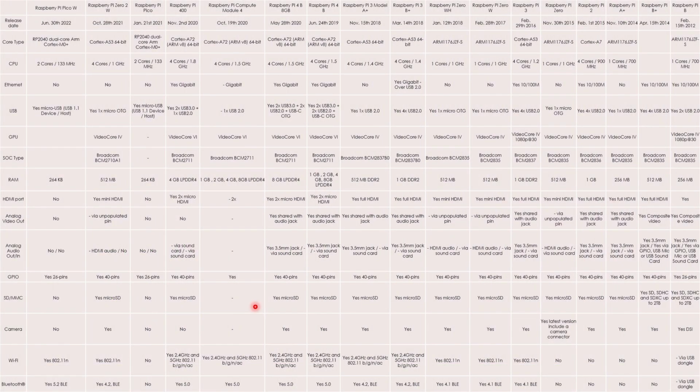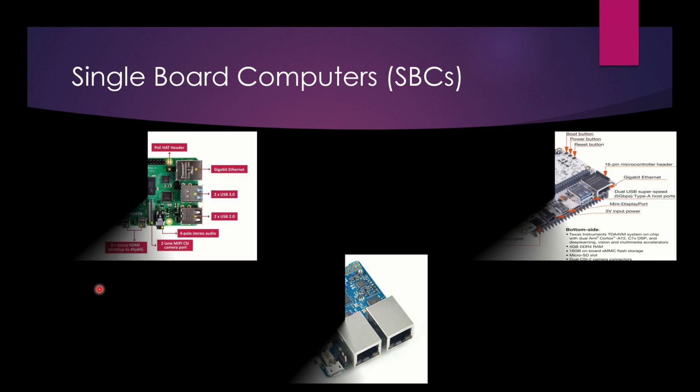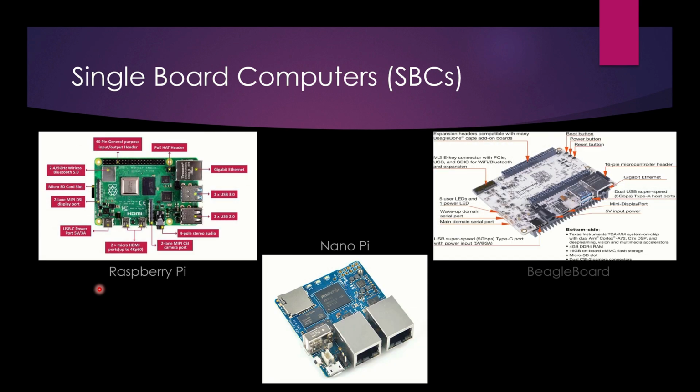This table has almost all the models from the beginning of Raspberry Pi to the latest one. You can have a look at various specs here, and if you want to have a closer look, please pause the video. We have been talking a lot about single board computers. So moving ahead, let's also brush up a little on single board computers. Here are some examples of SBCs: Raspberry Pi, NanoPi, and BeagleBoard. All are single board computers from different organizations, but the underlying concepts are similar.